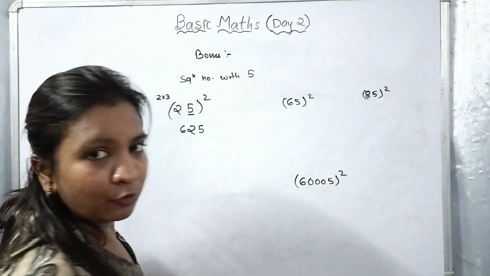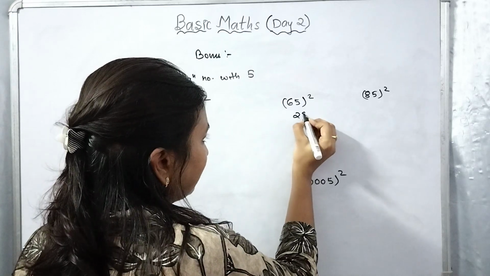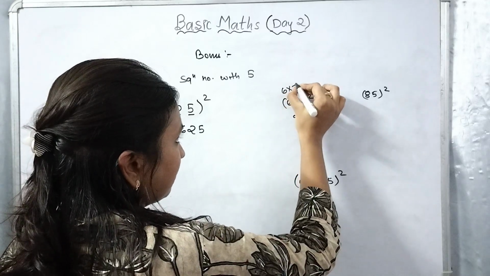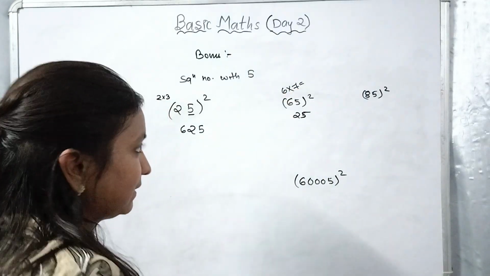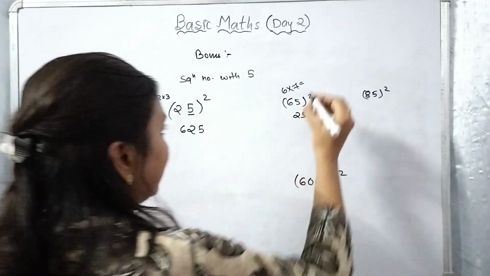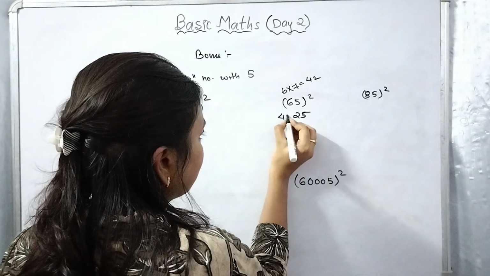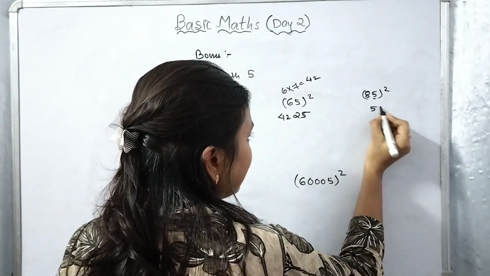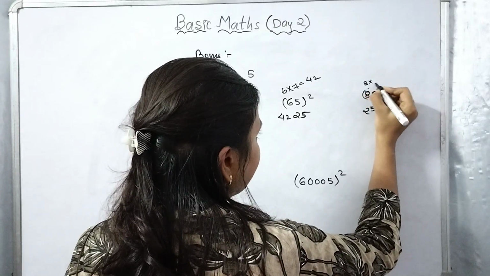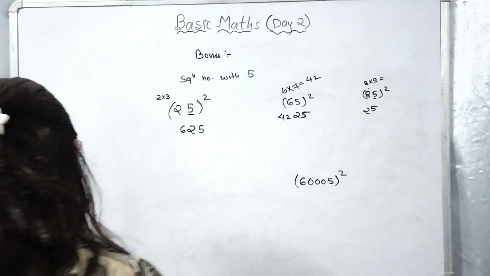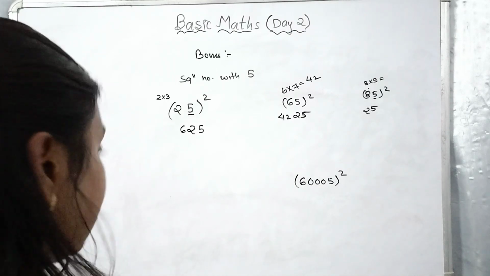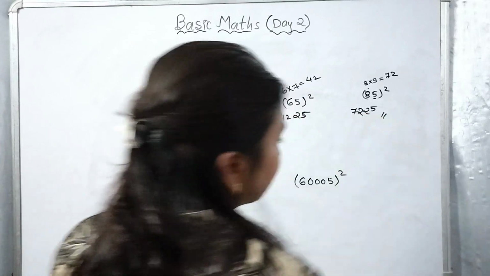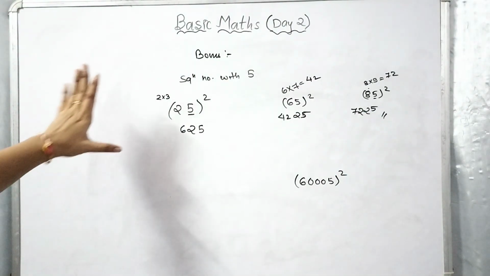Now let's move on to 65. 5 square is 25. 25, fine. 6. After 6 the number will come as 7. 6 sevens are 42, right? So you will write 42. Understood? Now this is 85. 5 square is 25. 8. After 8 the number will come as 9. 8 nines are 72. So here the number will come as 72. So 7225.